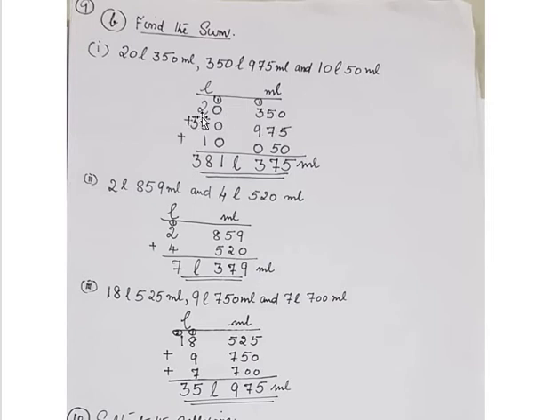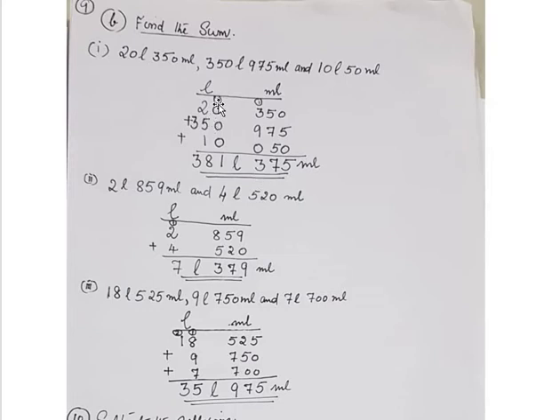20 liter 350 milliliter plus 975 milliliter plus 10 liter 50 milliliter. So 50 milliliter we cannot write directly as 50. So what will we do? 0, 5, 0. Then 5 plus 0 is 5. 5 plus 7 is 12, plus 5 is 17. Carry over 1. 1 plus 3 is 4. 4 plus 9 is 13. Here 3.